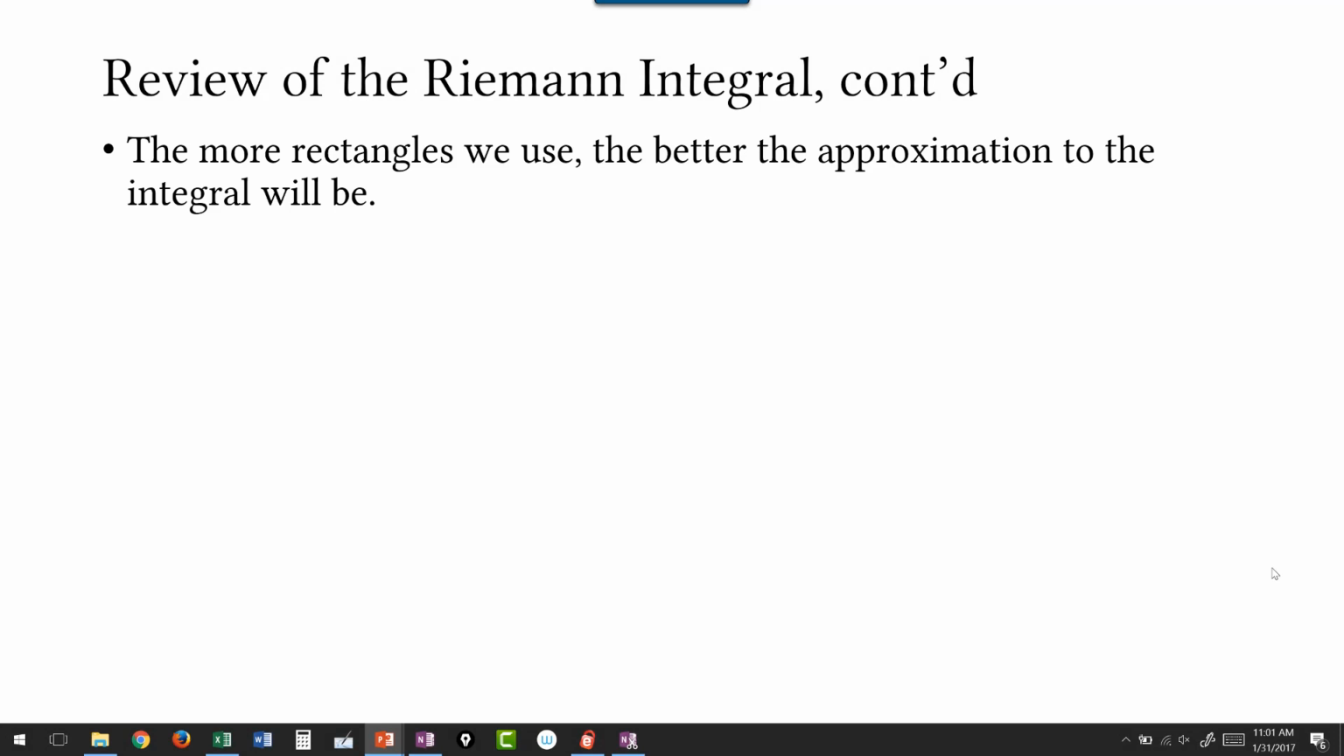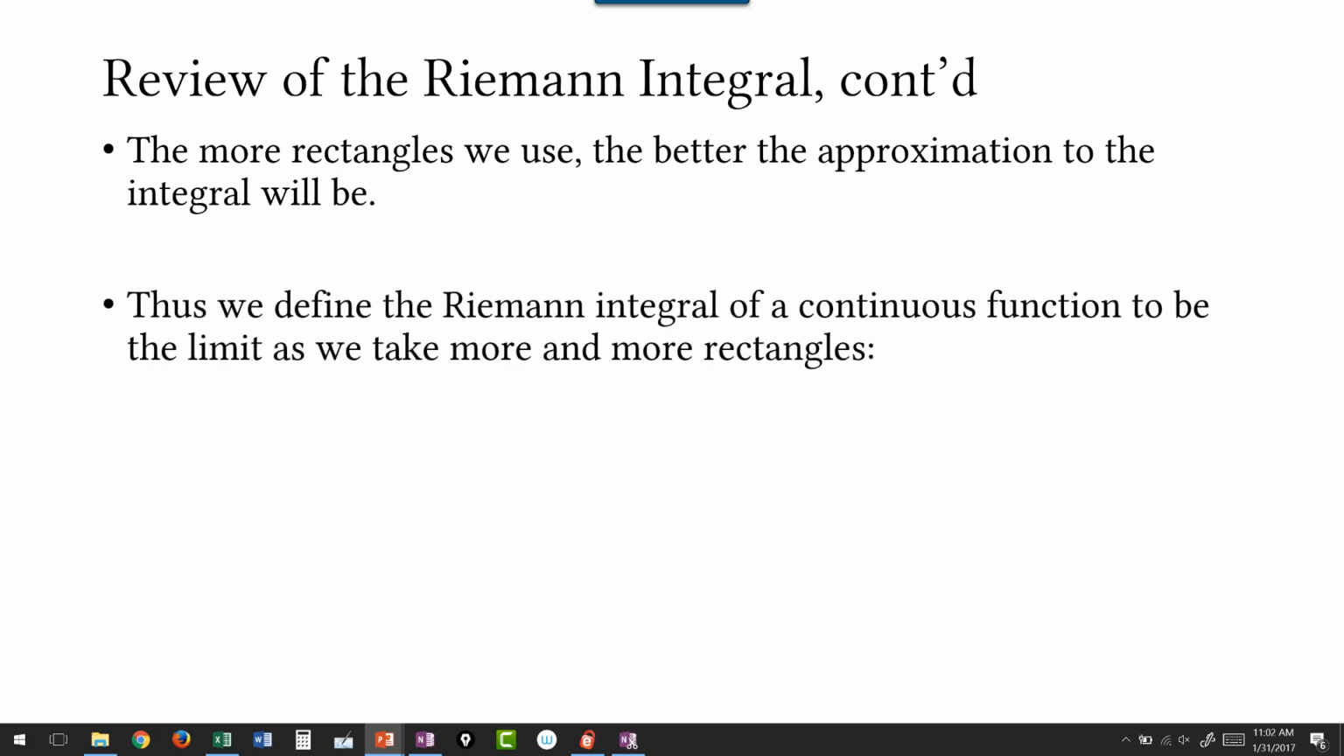Now we typically see that the more rectangles we use, the better our approximation to the true area will be. So that motivates us to not just take a lot of rectangles, but in fact take a limit, as the number of rectangles increases without bound. In other words, we take the limit as n goes to infinity, and that defines the Riemann integral.